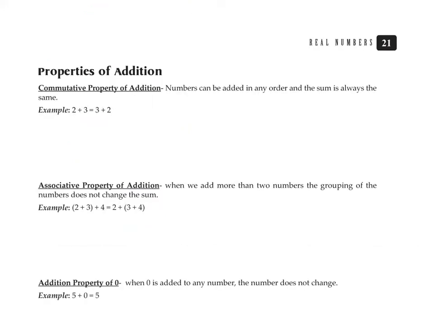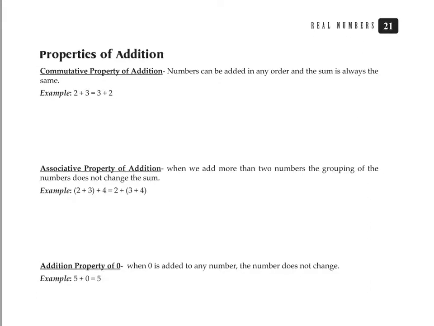Okay, here's some properties of addition. So this is just some explanation of some of the things that happen with addition. The commutative property of addition: numbers can be added in any order. That's just reminding us that 2 plus 3 is the same as 3 plus 2. It doesn't matter what order your numbers are in.